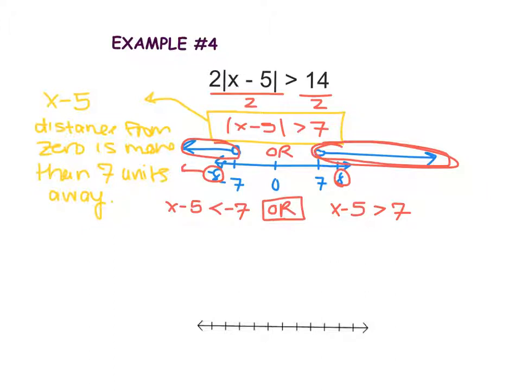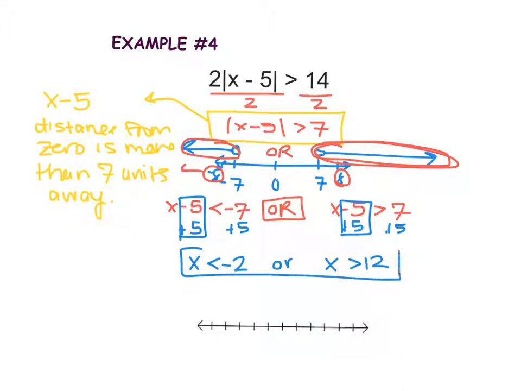So now that I've got my compound inequality, all I need to do is solve that compound inequality. So I'm going to start by adding 5 to each side. So on the left-hand side here, I have x is less than negative 2, or here I have x is greater than 12. So x could fall in one of these regions and make this original inequality true.